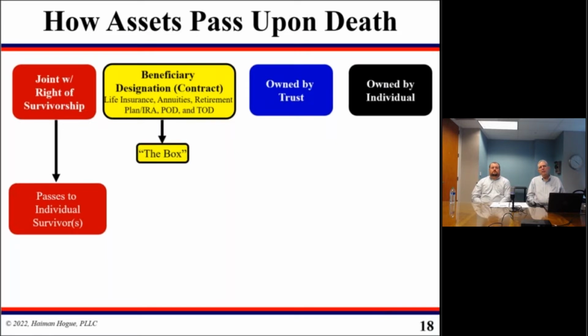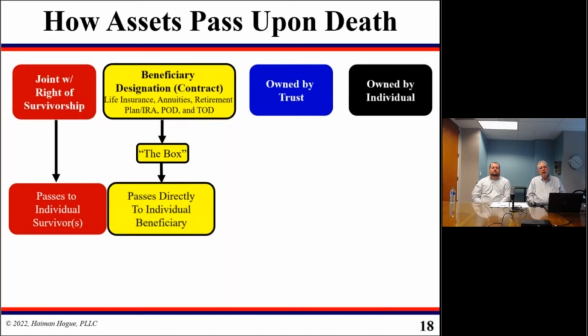I call it planning by the box. I call it that because there's a box that says, if something happens to you, where do you want these assets to go? And whatever you put in the box dictates what will happen. If you put an individual's name in the box, it's going to pass directly to that individual. And at that point, you will be playing by the same rules as right of survivorship. Now, that seems very simple, but in fact, I'm going to show you it can be very complicated.